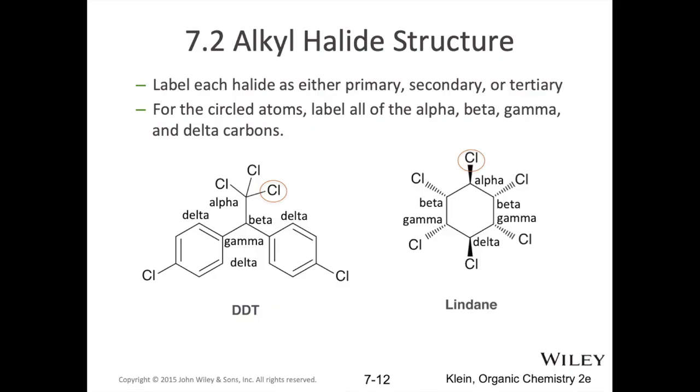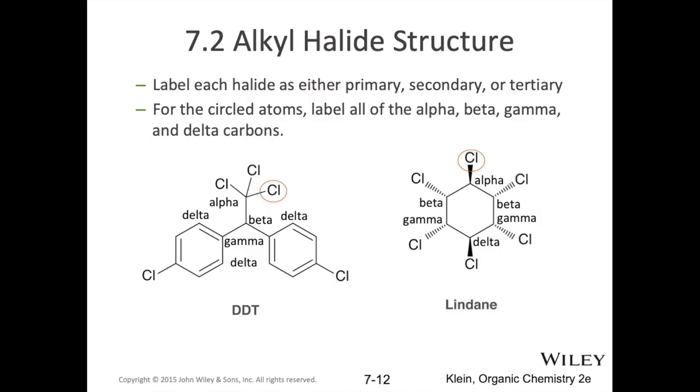Notice that the carbon that your halogen is attached to, that's your alpha carbon, and then it goes on from there. So you've got beta, gamma, delta, and so on. You can go in multiple directions as well. You could look at this chlorine here and say, well, that's its alpha carbon, that's its beta carbon. This is the gamma carbon for that chlorine, even though this is the delta carbon for that chlorine. So you can have competition there.